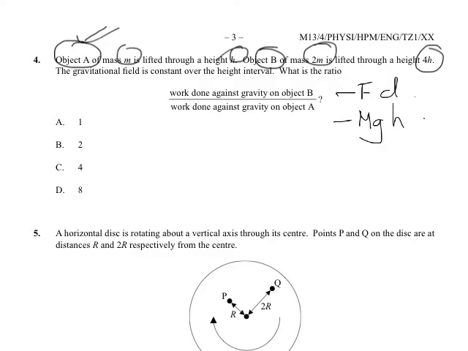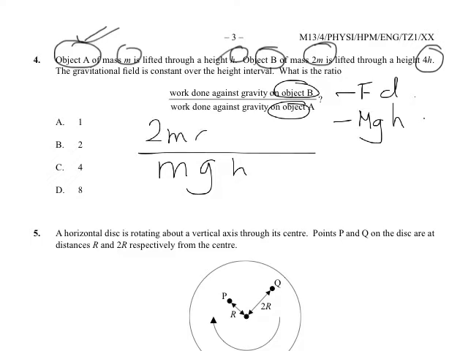Okay, so let's have a look at object B and object A. Well, object A is the easiest, so I'm going to start with that. The work done against gravity for object A is mgh. For B, it's 2mg4h. Okay, so if you multiply out these two, we end up with 8. Let's write that there, and we can cancel just about everything else out. So we're left with 8, which is D.